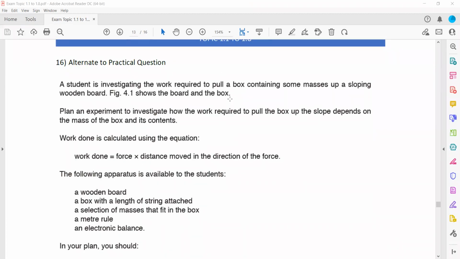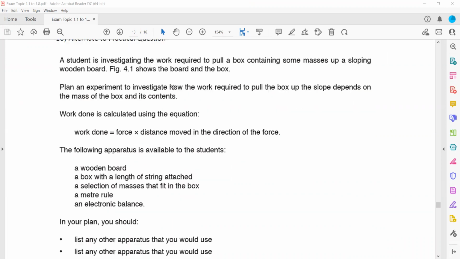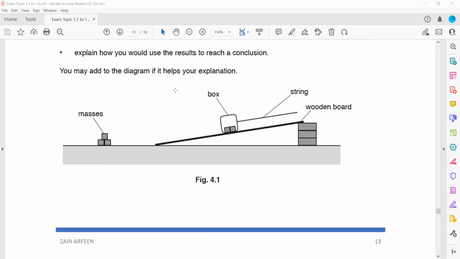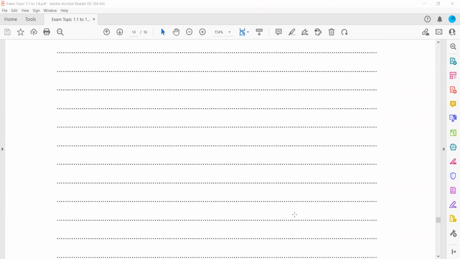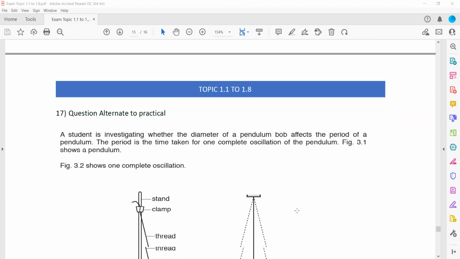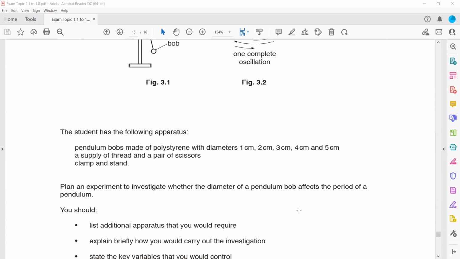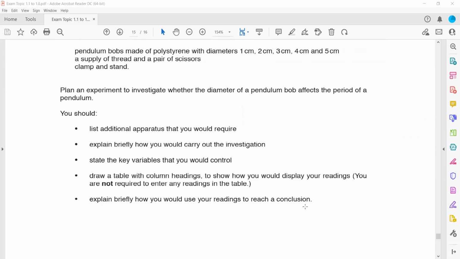So this was the alternative to practical. A student investigates the work done required to pull a box containing some masses up a slope. This we already did, so I'm not discussing the planning experiment. We already discussed the alternative to practical, and this is the same question we just discussed in the last session.